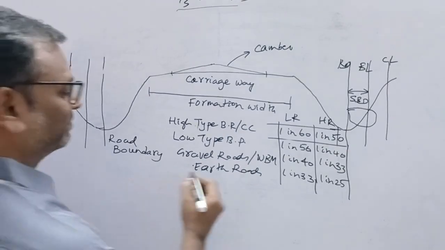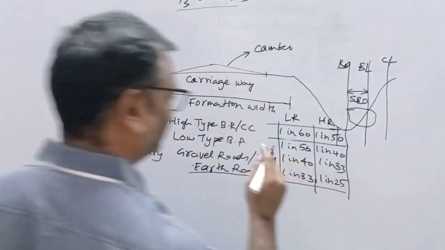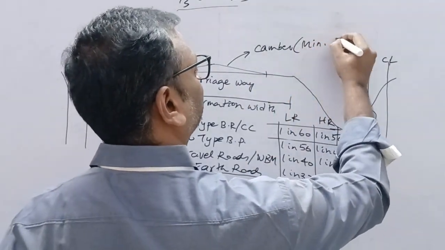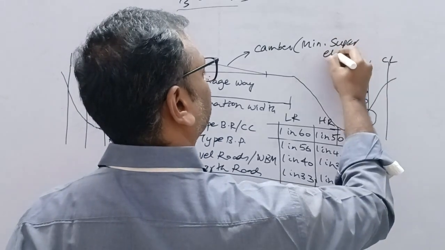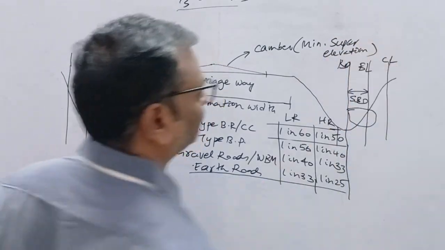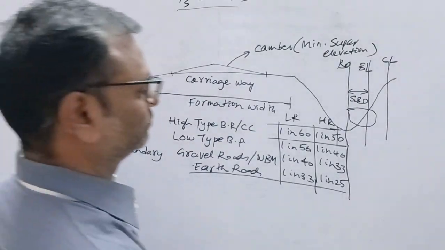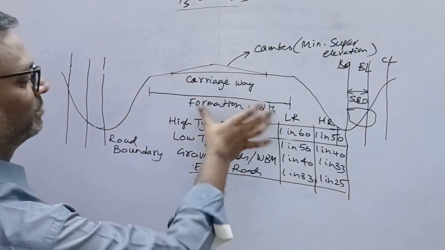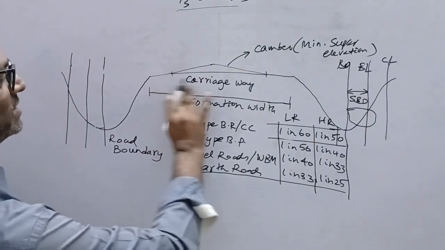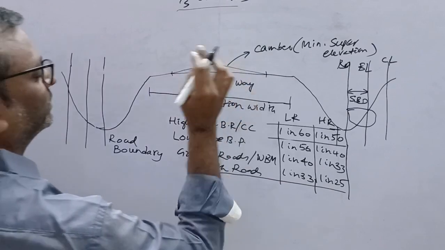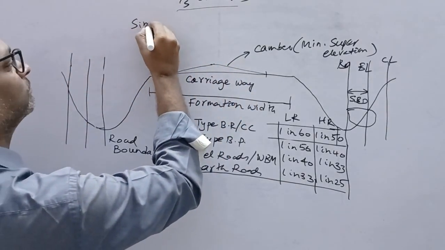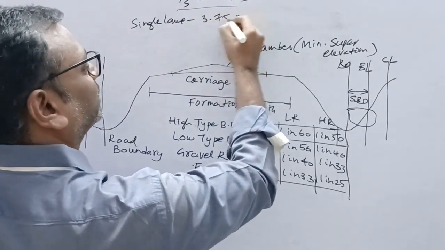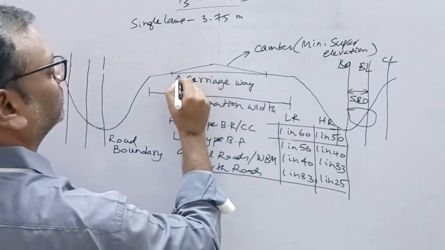These are different types of cambers. And remember, this camber is the minimum super elevation. Camber is the minimum super elevation. And what are the widths of the carriageways? Formation widths we have to learn by heart. For example, I will say now carriageway width for a single lane is 3.75 meter.